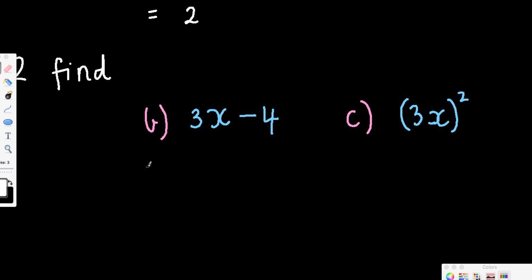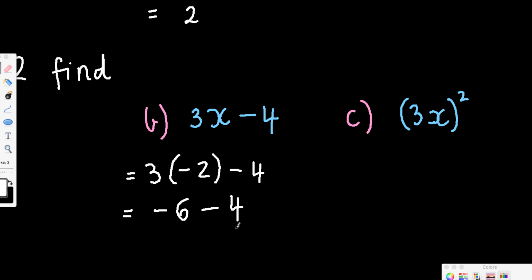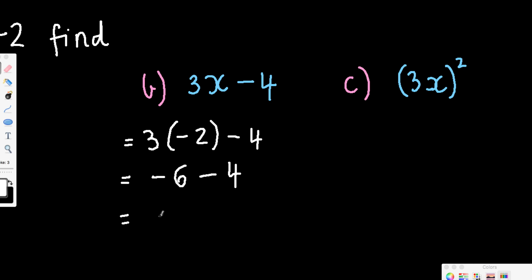Over here I've got 3 times negative 2, and then I'm taking away 4. So I'll first do that multiplication. 3 by negative 2 will give me negative 6. And then I'm taking away 4 from that. That's going to give me negative 10.